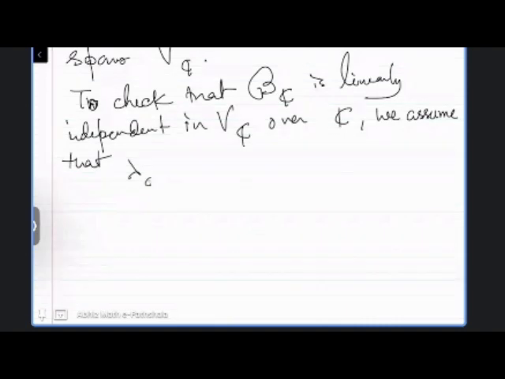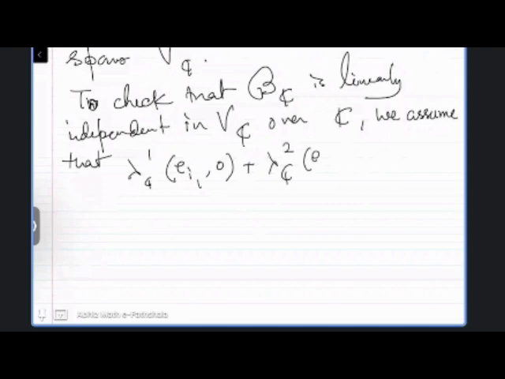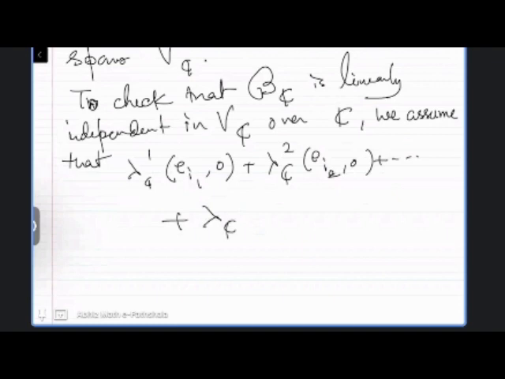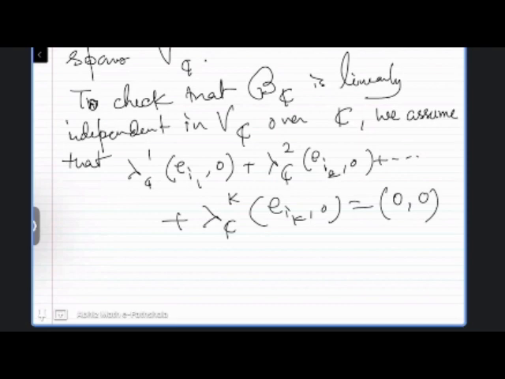So that means lambda C1 (e_i1, 0) plus lambda C2 (e_i2, 0) plus ... plus lambda CK (e_iK, 0). Suppose it is (0, 0). So our motive is to prove that lambda C1, lambda C2, lambda CK, these are all 0.